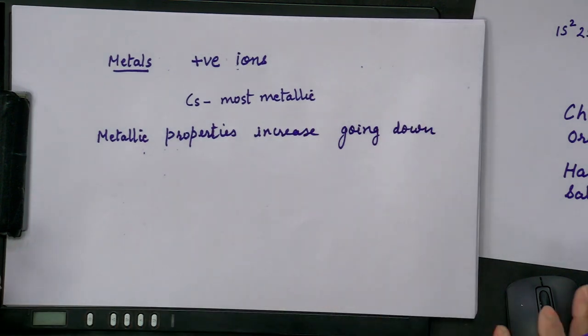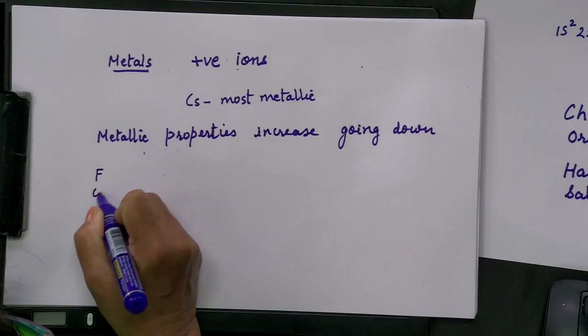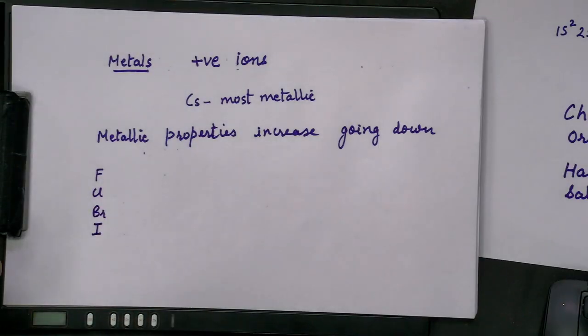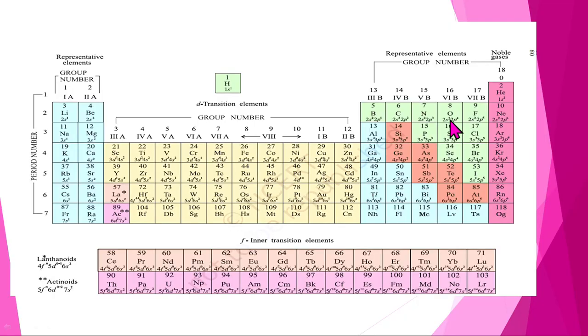Non-metallic properties, now come to the non-metals. Non-metals are placed on the right hand side. Non-metals have a tendency to gain electrons and form negative ions. So non-metals like fluorine, chlorine, bromine, iodine, etc. Fluorine, you know, is the most electronegative element. Then the second most electronegative is oxygen, and the third most electronegative is nitrogen.